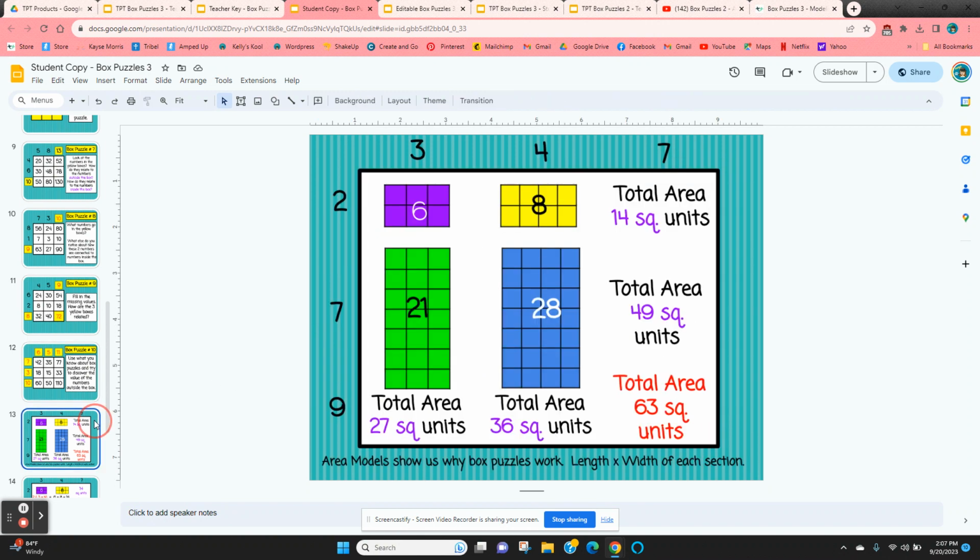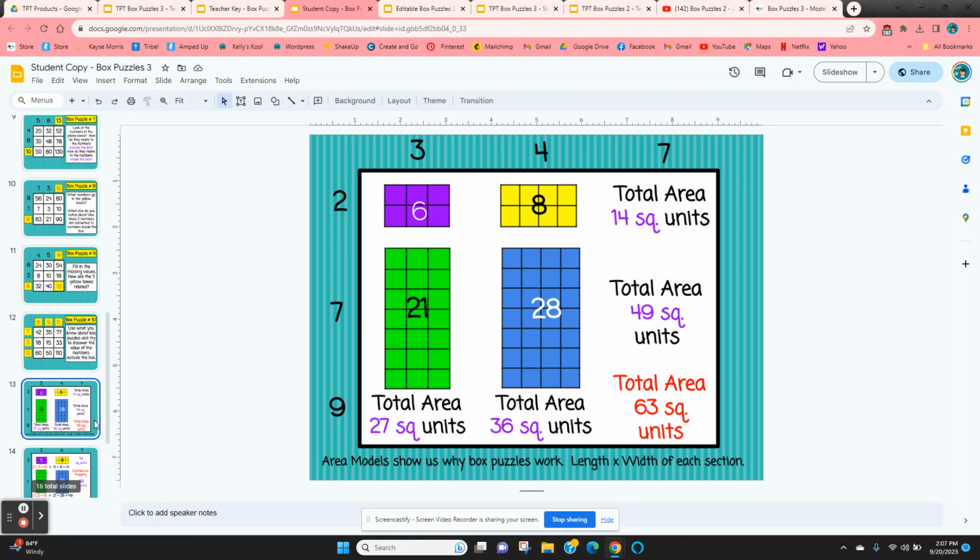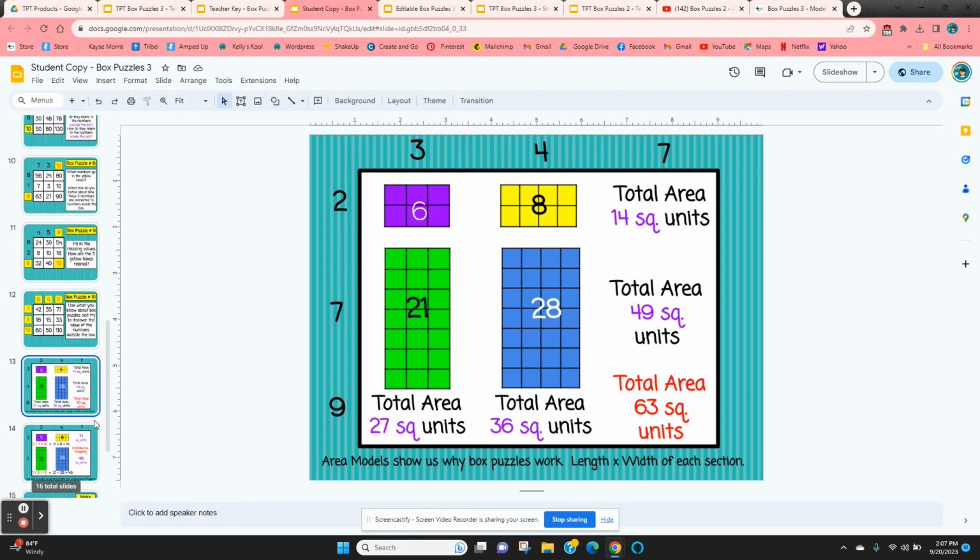Now in Box Puzzles 1, we went over the commutative and associative properties. I'm going to show the students how the box puzzles work with area models. So here we have these numbers on the outside. We have 2 times 3. That would give us a model of 6. Now 2 times 4. Now we have a model of 2 times 4. The total area would be 6 plus 8, which gives us 14.